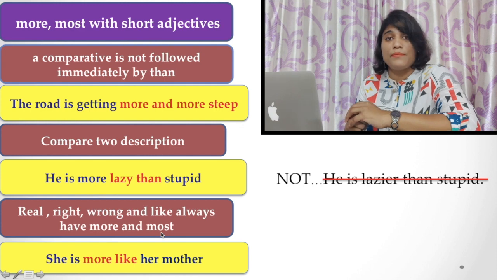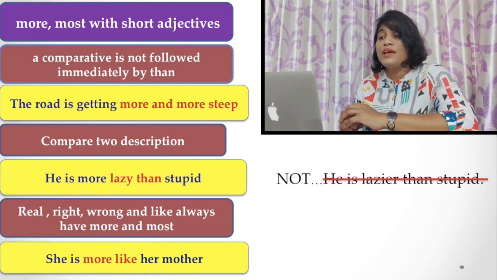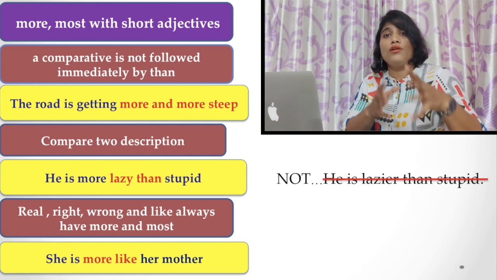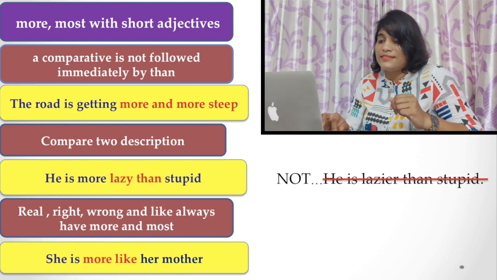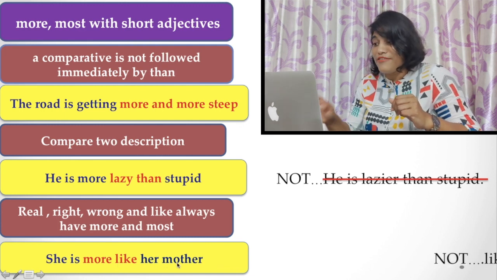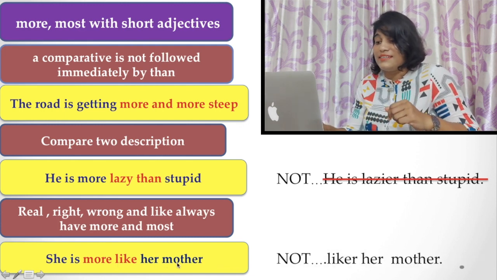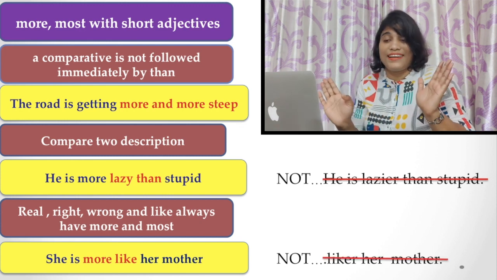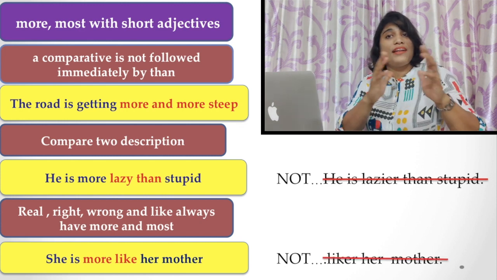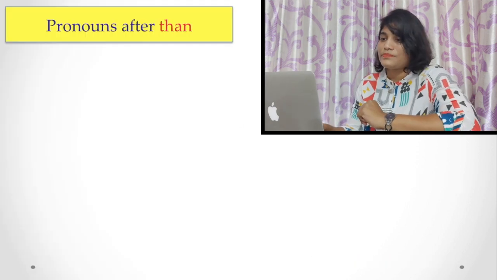Similarly, right, real, wrong, and like always have more and most. These are the exceptions you have to know. These words are always used with either more or most. That is, she is more like her mother. You never say she is liker her mother. So you have to say more like her mother.